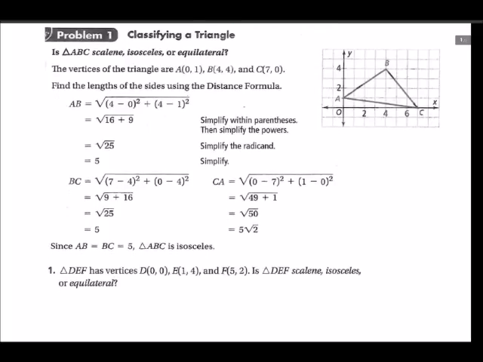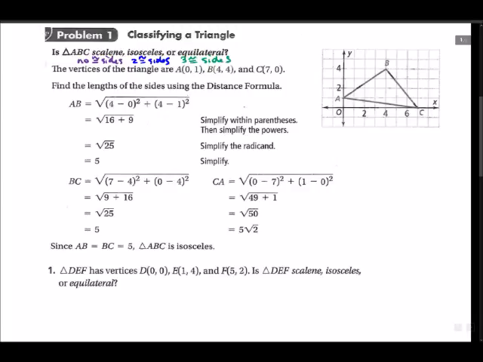If we want to classify a triangle, we are asked, is triangle ABC scalene, isosceles, or equilateral? And what do we use to define these terms? What does scalene mean? That's right, no congruent sides. What does isosceles mean? We know that one, 2 congruent sides. And equilateral, 3 congruent sides.